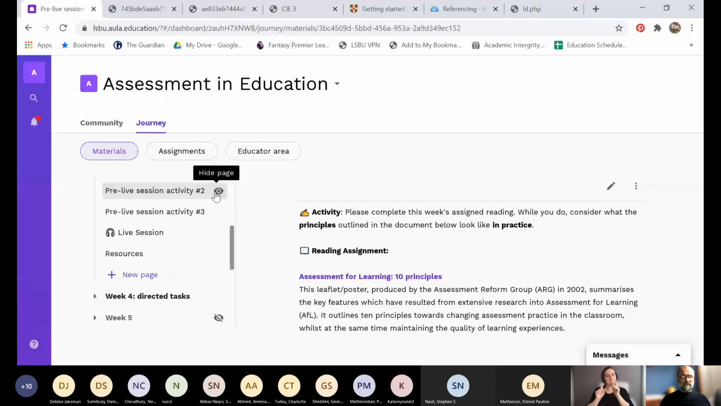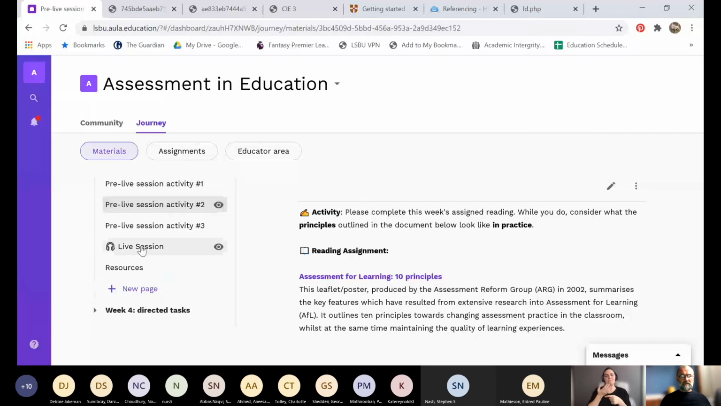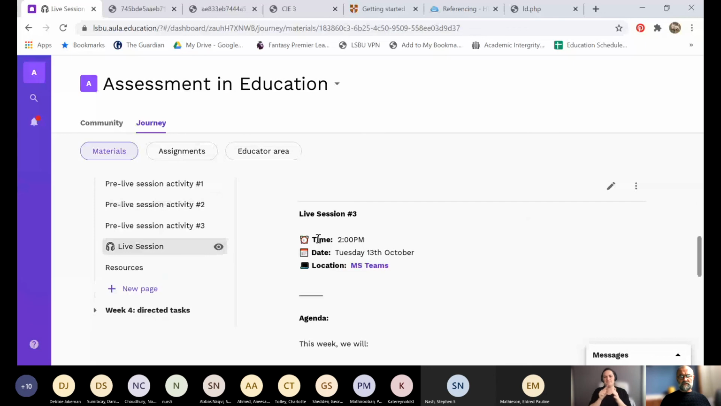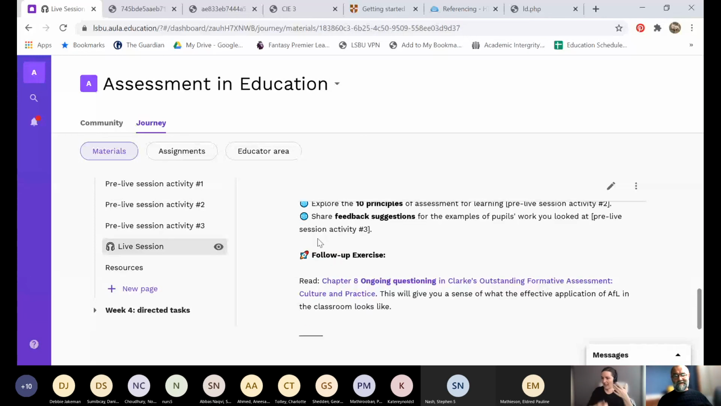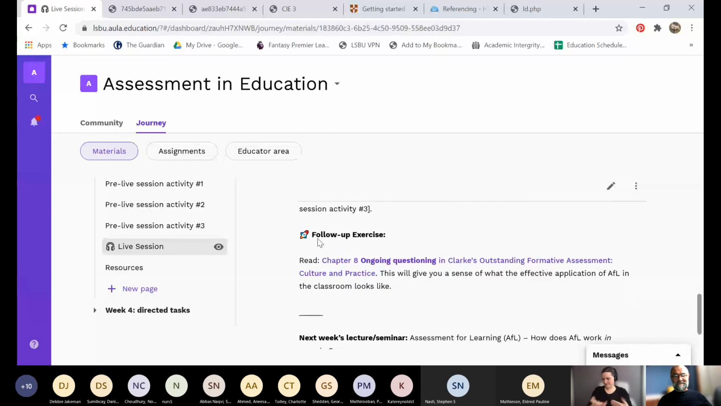So I've looked through those 3 examples there. I'm just going to track back a little bit. I'm in the live session at the moment. We've looked at the definition of AFL. We've looked at the 10 principles. We've looked at, I've shared feedback suggestions. I want to motor on to the next thing.